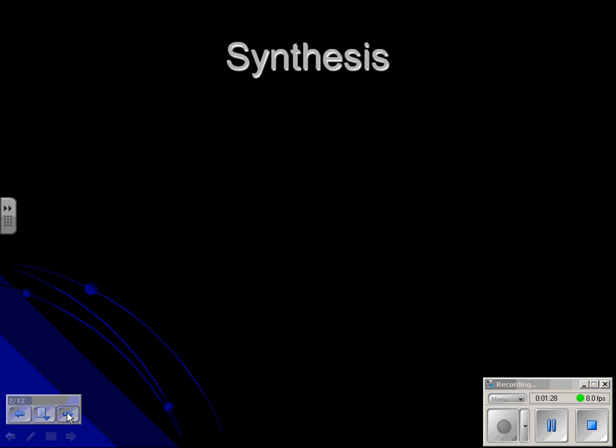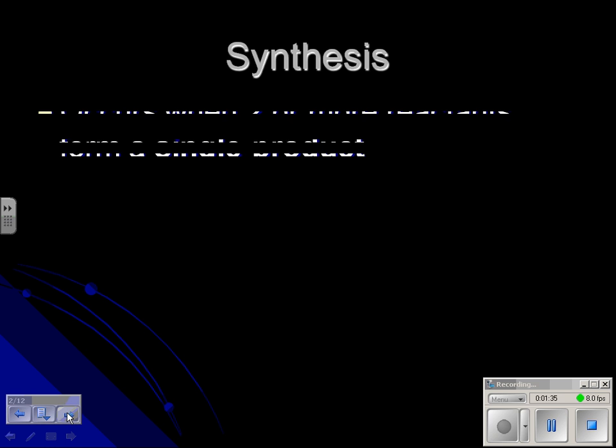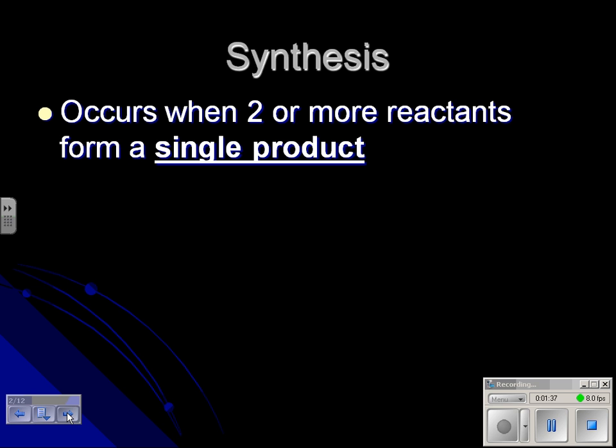Now, as the word synthesis insinuates, you've probably heard that word synthesize before. What's happening is you're having two or more reactants come together to make a single product. You notice I underlined single product there because we're making one thing from two or more things. So again, that is synthesis. To synthesize means to come together.